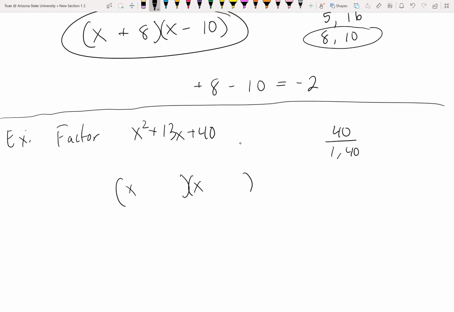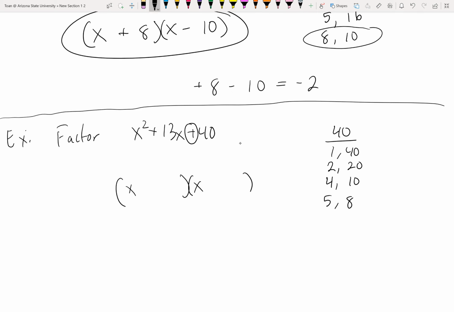1 and 40. Divide by 2, that works. 2 and 20. Divide by 3, doesn't work. Divide by 4, that works. 4 and 10. Divide by 5, that works. 5 and 8. Divide by 6 doesn't work. Divide by 7 doesn't work. And then we're back to 8 here, so I can stop.